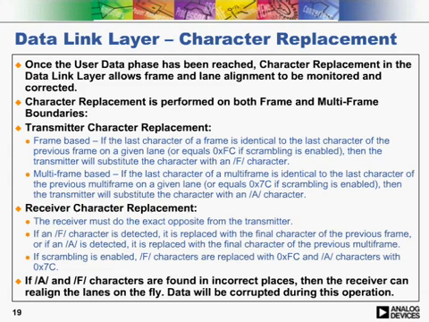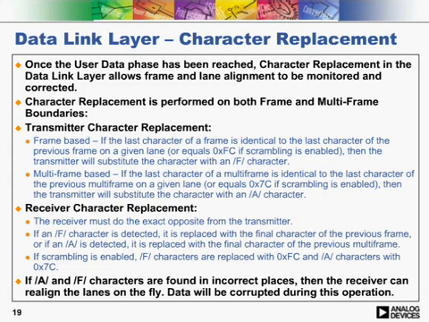In frame-based, if the last character of a frame is identical to the last character of the previous frame on a given lane, then the transmitter will substitute that character with an F control character. This is done also if the last character of the previous frame is a hex value FC when scrambling is enabled. In multi-frame-based character replacement, if the last character of a multi-frame is identical to the last character of the previous multi-frame on a given lane, then the transmitter will substitute the character with an A control character. In this case, character replacement is also done if the last character of the previous multi-frame is a hex value 7C when the scrambling is enabled.